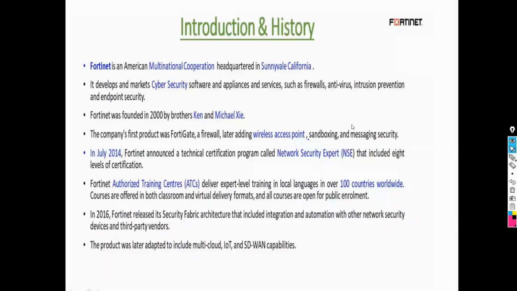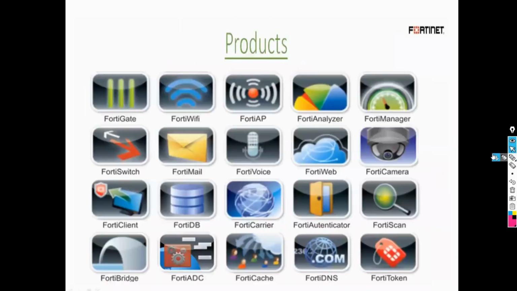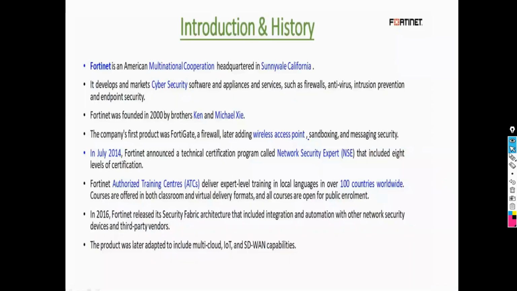Now let's talk about some history about Fortinet. So Fortinet was founded in 2000 by two brothers, Ken and Michael. The company's first product was the FortiGate firewall box, but now they are dealing with multiple products. Now let me show you.